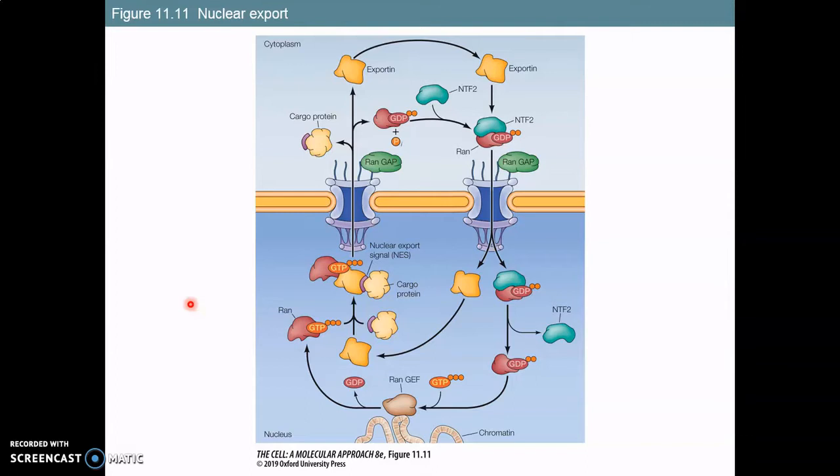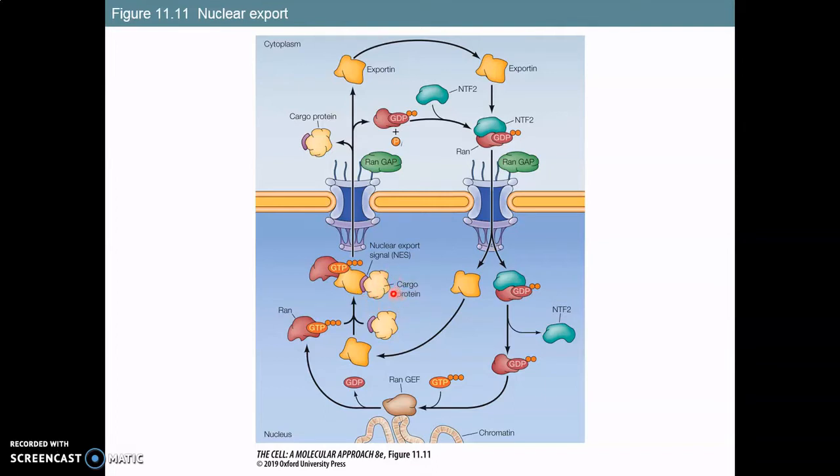Now, RAN-GTP can not only transport the importin molecule back out, but it can also transport other molecules as well. One of those molecules being the protein exportin. Exportin does what its name suggests. It can export things out of the nucleus. This is regulated by being bound to RAN-GTP. So when exportin is bound to RAN-GTP, it has a binding site for a sequence called a nuclear export sequence or signal.